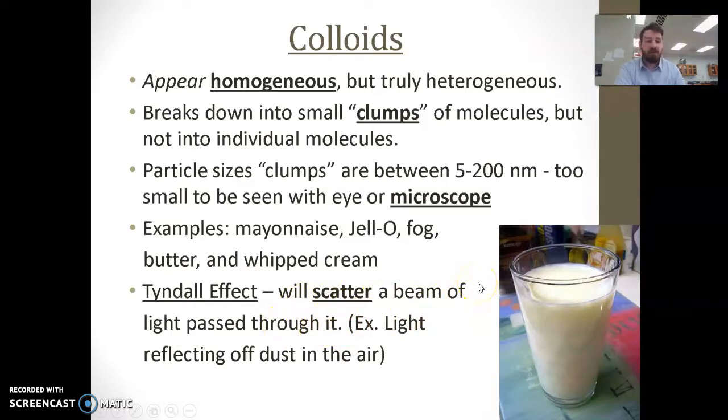Right? So if we shined a laser pointer through this jar of milk, right? You might have to be close to the edge or maybe water down the milk a little bit, but you would be able to see the path of the laser go through the glass.